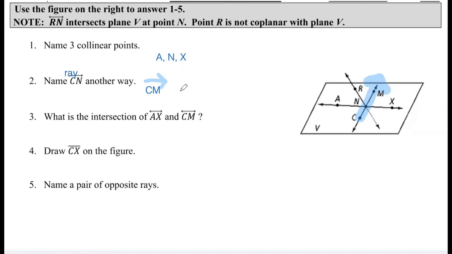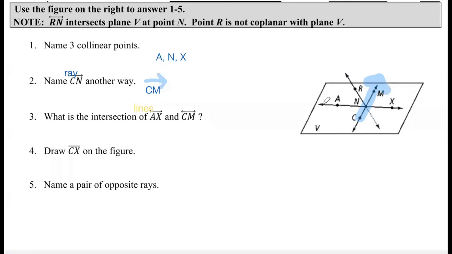Number 3, what is the intersection of line AX and line CM? So I know in this case that we have a line because the bar on top that we see has two arrows. So these are going to be lines. Right? And let's identify where they are.